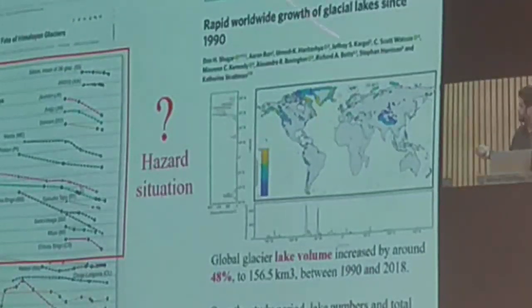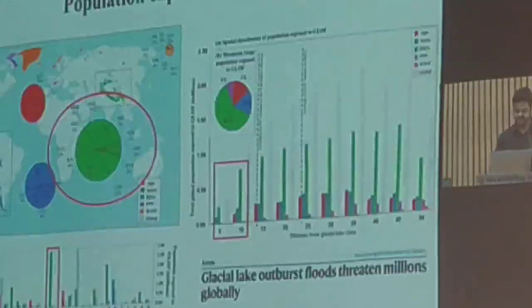Yes, of course, we can see this recent paper in Nature Climate Change, which says rapid worldwide growth of glacial lakes. But if you look at the numbers, you'll be shocked. The 50% increase in the glacial lake area and volume, from 1990 to 2018. It's doubled in its area and volume. So of course the hazard situation is increasing. There are more number of lakes, there's more hazard potential, and of course potential risk downstream.